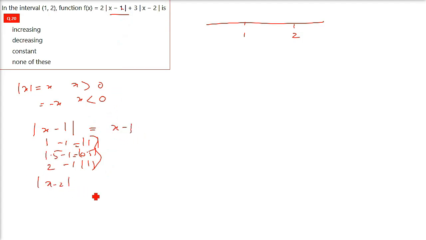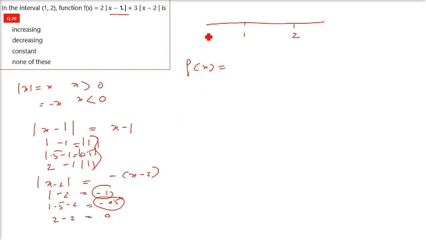Coming to mod x minus 2. Now just put any value between 1 and 2. Again, same values I'm going to take. 1 minus 2, 1.5 minus 2 and 2 minus 2. What do you get? You get negative 1, you get minus 0.5 and a 0. So every time you get a negative. That means mod x minus 2, in this 1 to 2 interval, will always be negative. I hope you got this idea, because this tells us when it will be positive and negative in this interval.